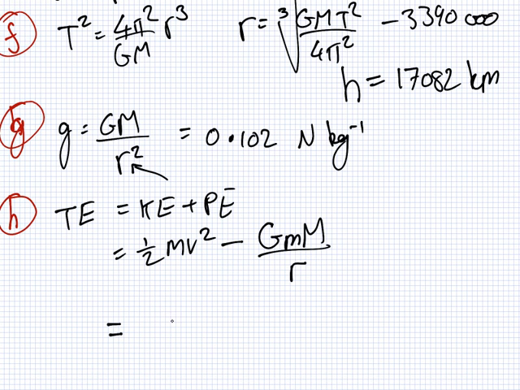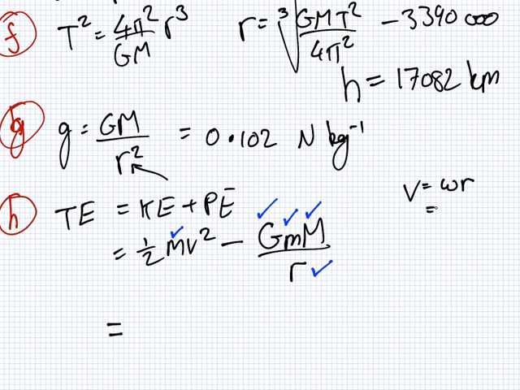Now, what do we know? We know G, we know the mass of the probe, it's 100 kilograms. We know the mass of Mars. We know the orbit. The only thing we don't know here is the v. So we need to change that. Remember, v equals omega r.